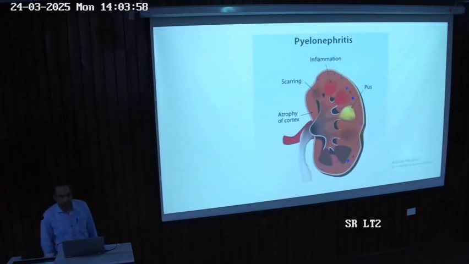So the pyelonephritic kidney becomes inflamed, hyperemic, and in chronic pyelonephritis there will be multiple scars and atrophy of the cortex. In worsening cases, there is formation of pyelonephrosis or abscess.